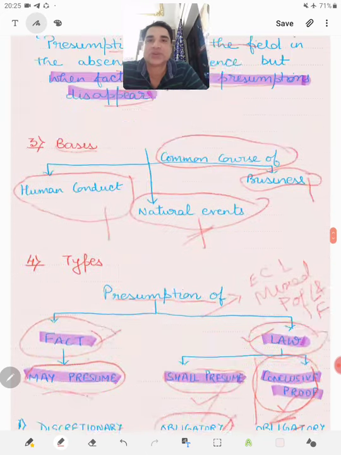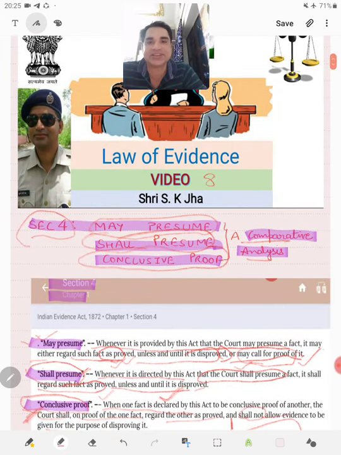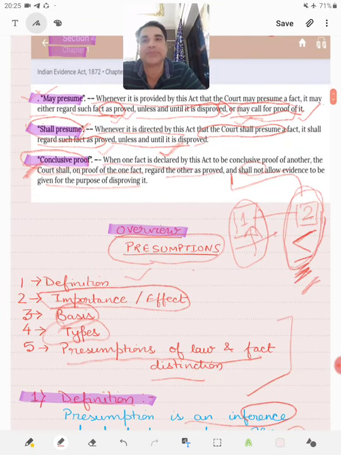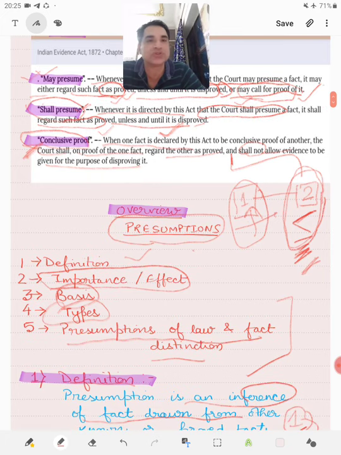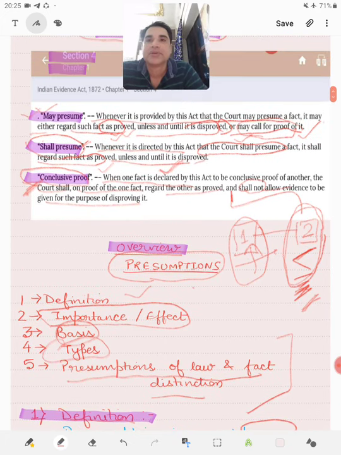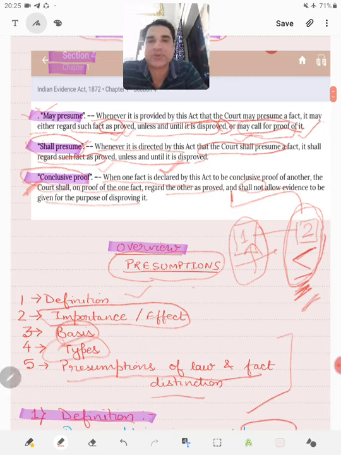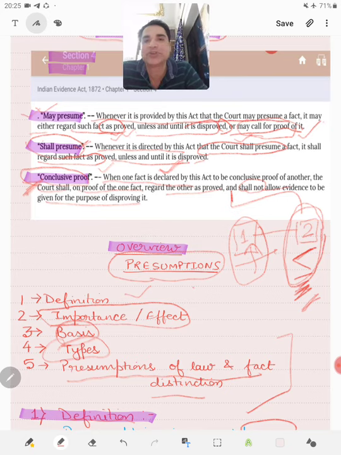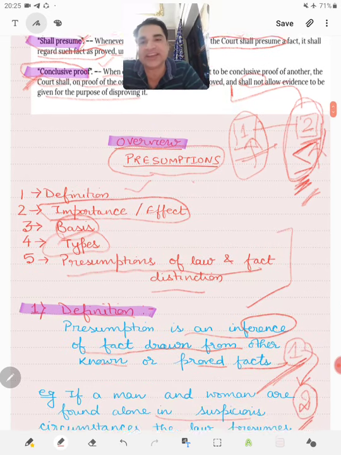So, we will quickly recap what we had done in this session. Section 4 of the Indian Evidence Act deals with the terms may presume, shall presume, and conclusive proof. May presume: the court may either regard it as proved or ask for proof of it. Shall presume: it is obligatory for the court to take the matter as proved. Conclusive proof: when one fact is proved, the other fact will be taken to be proved, and the court will not allow any evidence for disproving it.